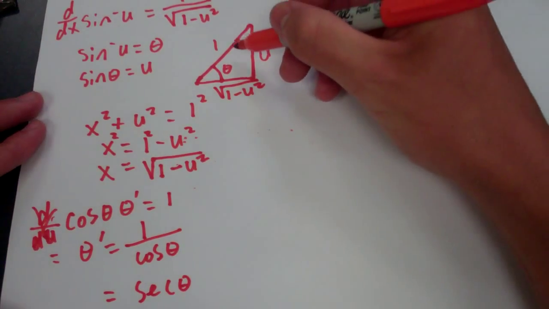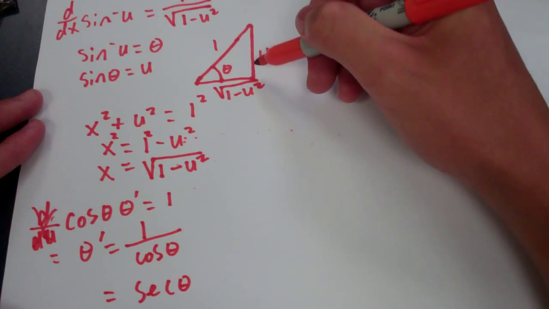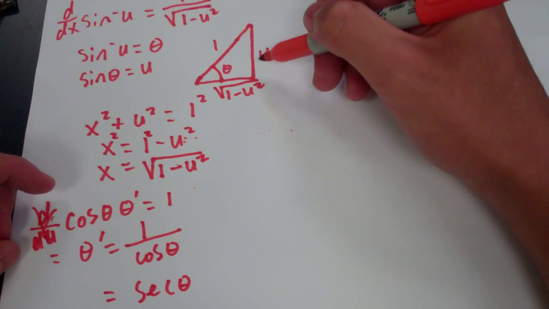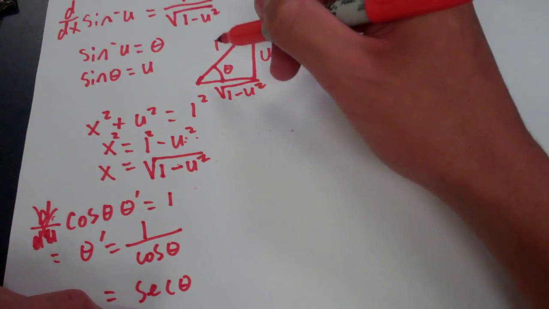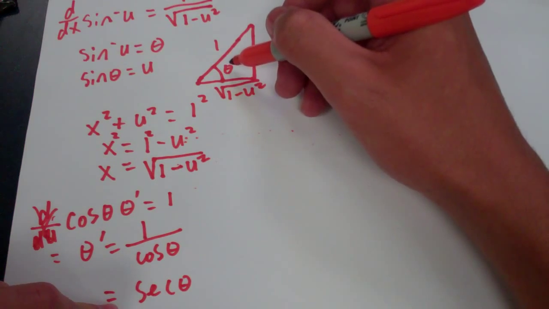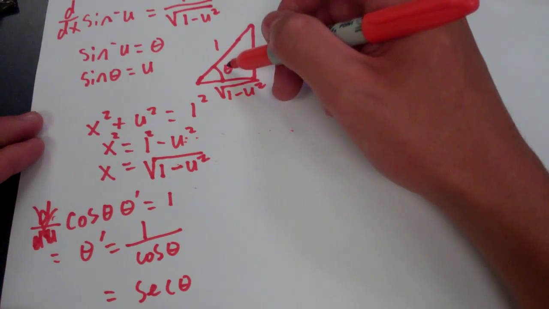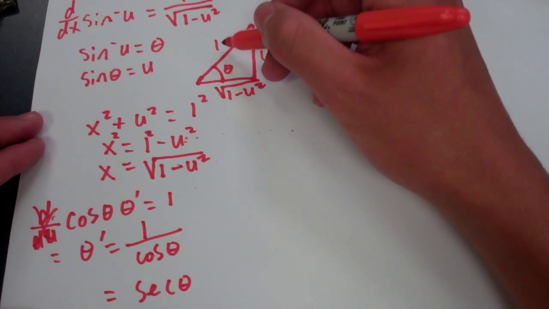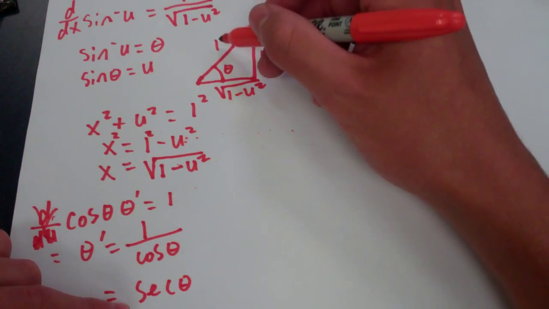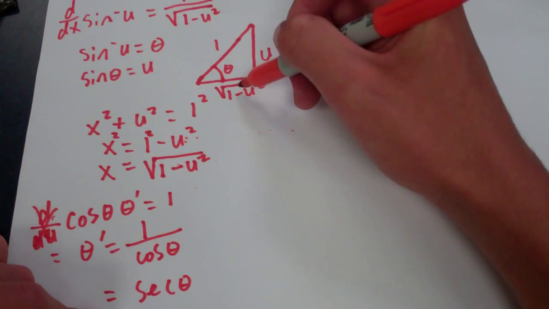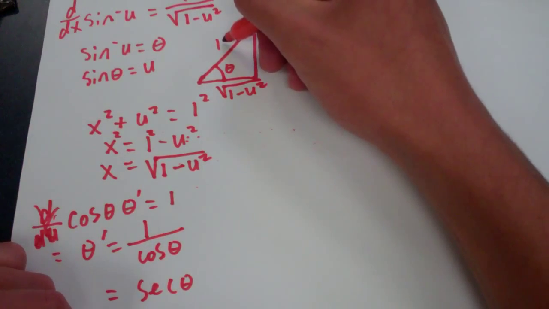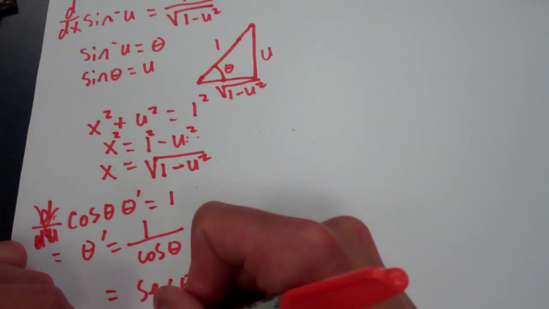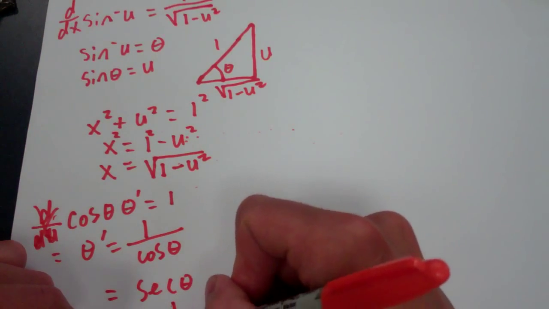So if we look back at this right hand triangle here, what's cosine theta? Or I'm sorry, what's secant theta? That's what I'm looking at. Well, secant theta is really, well, what's cosine theta? Cosine is adjacent over hypotenuse. So secant must be the opposite, right? So hypotenuse over adjacent. So secant theta is actually equal to 1 over the square root of 1 minus u squared.